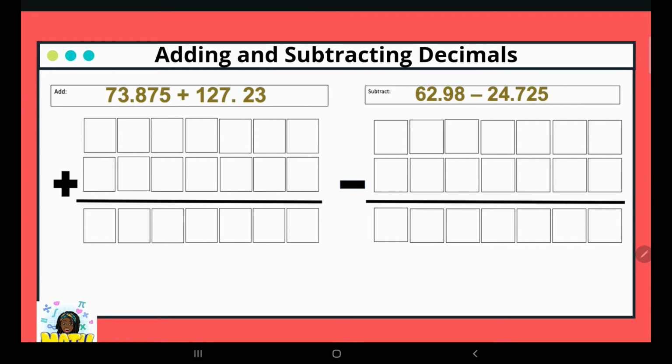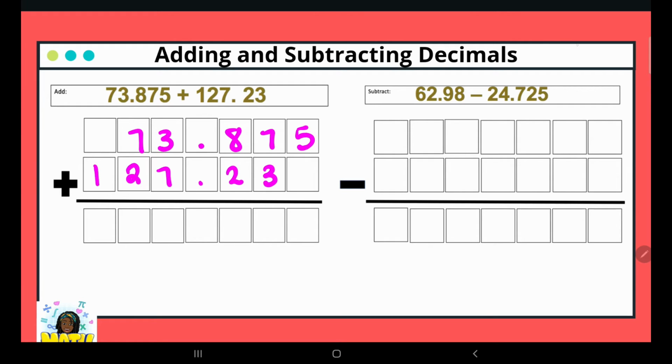So for the first example, we're going to add 73.875 plus 127.23. Let's go ahead and write these in, and we're going to line them up perfectly. Now here in the second one, I have 2 decimal places versus the 3 in the previous, so I have to make sure that I account for that. So I'm going to write that 23 under these 2. Okay, that's really important. Now we can go ahead and actually add.